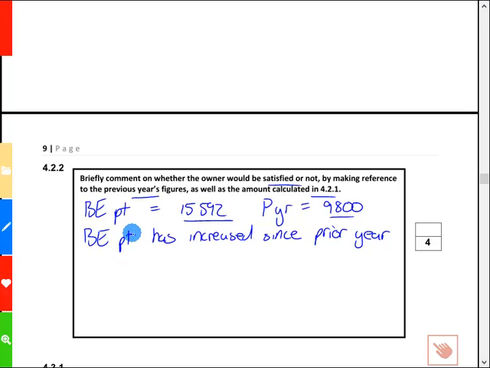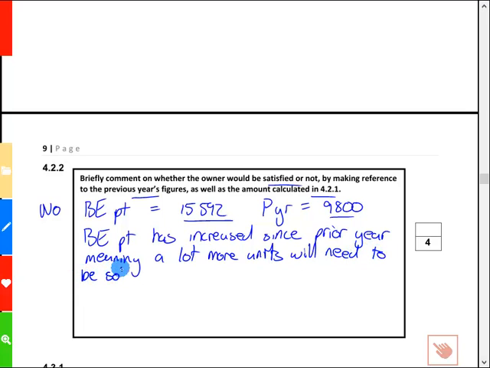Okay? So would the manager be happy? I would definitely say no, because the break-even point has increased quite drastically since the prior year, meaning that a lot more units will have to be sold to break even or to cover costs. All right?